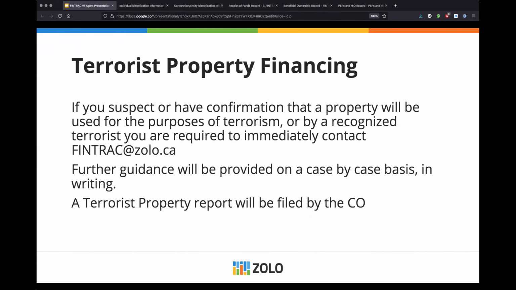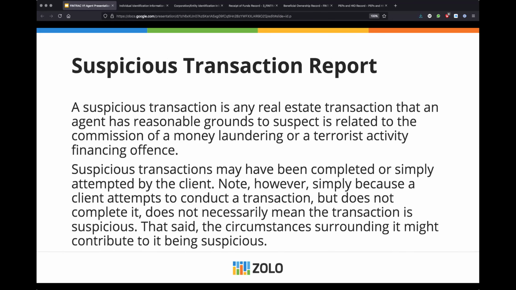Let's focus on terrorist property financing as I am reaching the end of my window here. If you suspect or have confirmation that a property will be used for the purposes of terrorism or by a recognized terrorist, you're required to immediately contact fintrac@zolo.ca. We will be providing guidance on a case-by-case basis. How you would know that potentially you're dealing with a terrorist organization or a terrorist, we will keep updating you on the current lists provided by the government as to who are terrorist organizations or individuals.